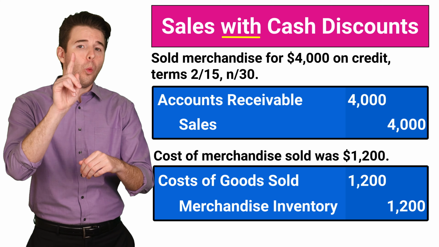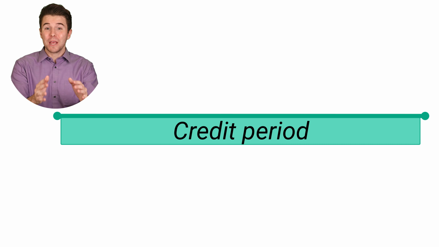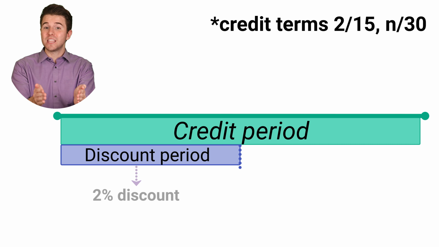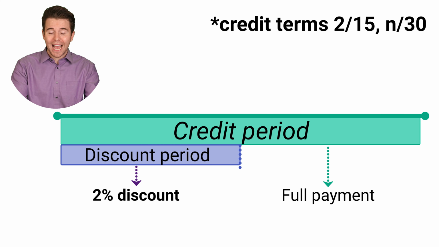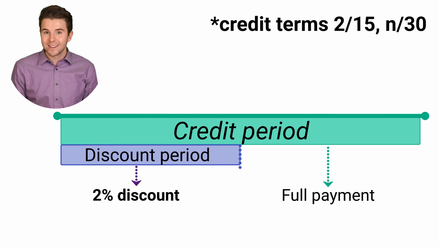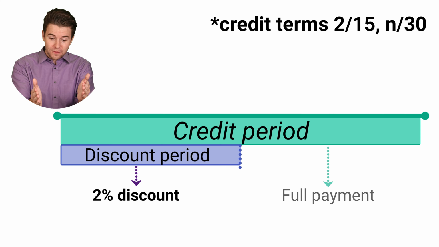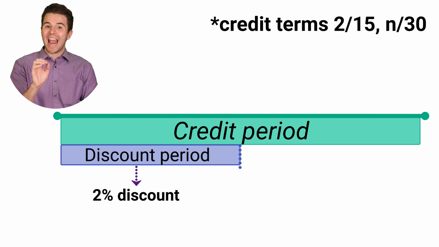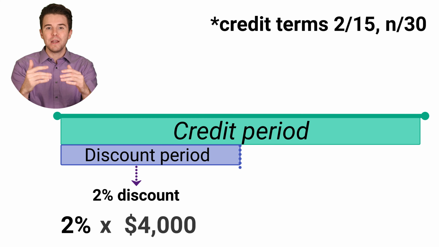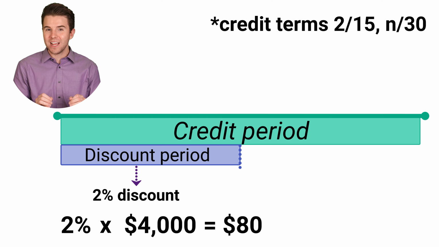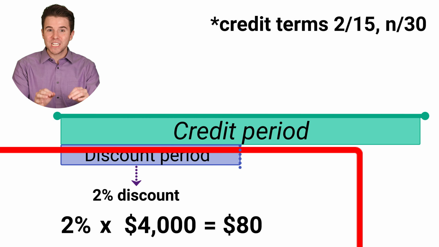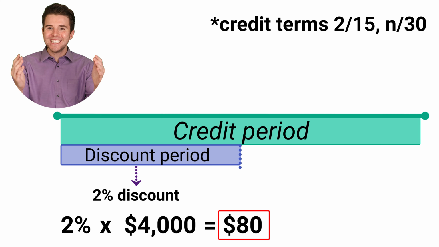Now the buyer can take one of two routes. They can pay us within 15 days and take the 2% discount, or they pay us the full $4,000 within 30 days. So let's assume the buyer pays us within the 15-day discount period and takes the $80 discount, which is computed as 2% multiplied by $4,000. Therefore, the total payment the buyer made is $3,920, computed as $4,000 minus the $80 discount.